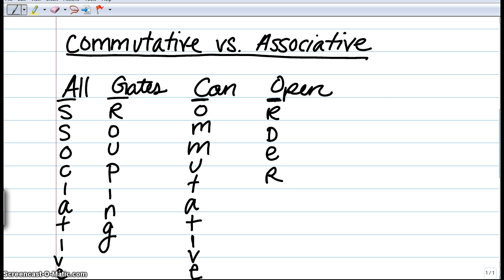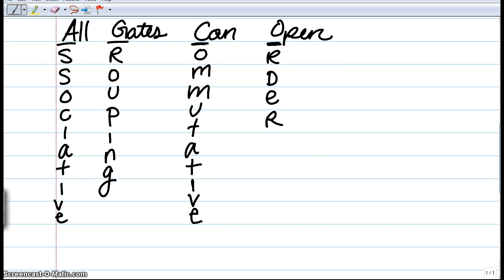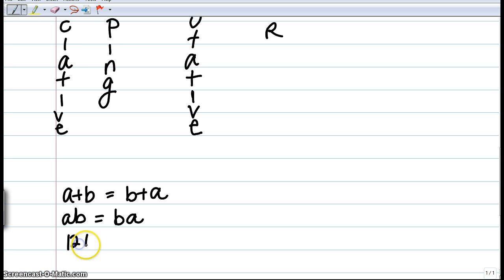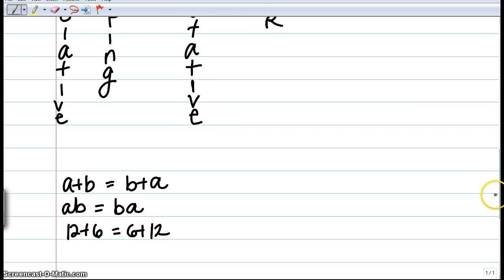So you would use this, for example, if you were given A plus B equals B plus A, or AB equals BA, or 12 plus 6 equals 6 plus 12. If you notice the order is changing, nothing that's being grouped together is changing, so just the order. So this is commutative property.